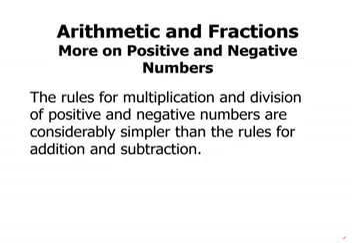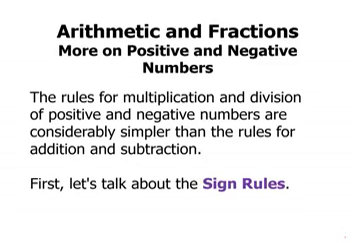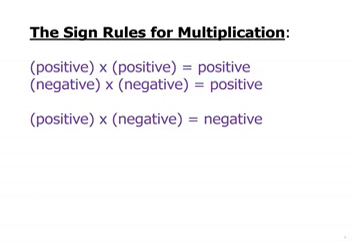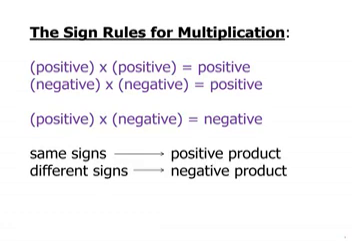So first of all, the rules for multiplication and division of positive and negative numbers are considerably simpler than the rules for addition and subtraction. First of all, let's talk about the sign rules. So for multiplication, positive times positive has to be positive. Negative times negative, the two negatives cancel, and we get a positive. But positive times negative gives us negative. So in other words, same sign gives us a positive product, different sign gives us a negative product.